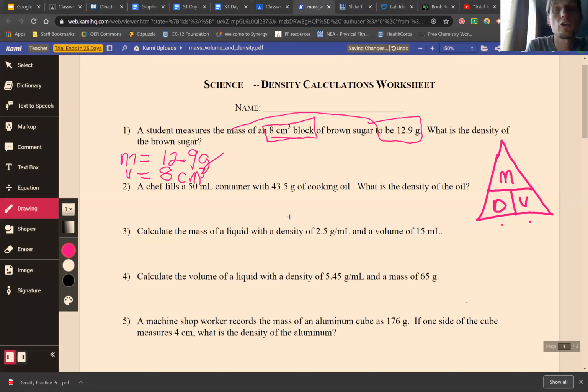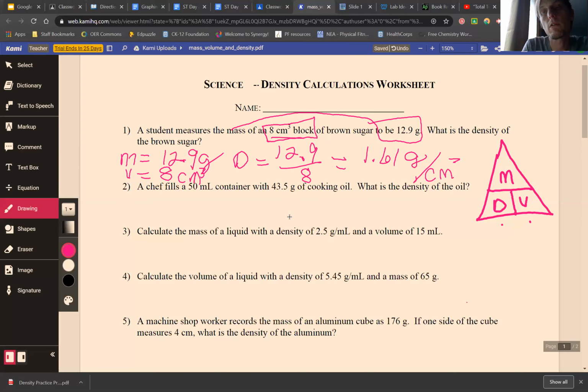Now you can do all this by typing, that's fine. Just click the text box to the left over here. So now you have your knowns and the unknowns. You're going to set up the equation D equals mass over volume, 12.9 divided by 8. And when you plug that in, you should get 1.61 grams per cubic centimeter. And that is your answer.